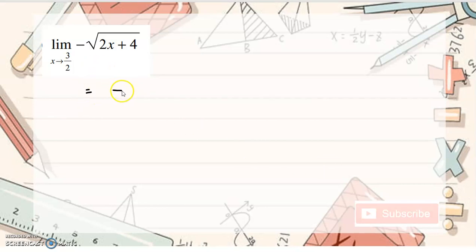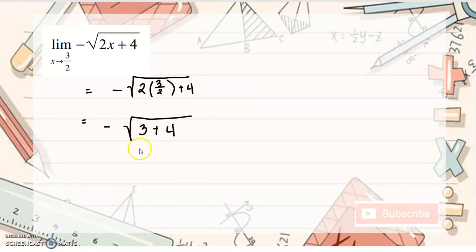This would be equal to negative. Don't forget that we have the negative sign here. So this would be negative square root of 2 times 3 halves, the fraction here, plus 4. So this would be equal to negative square root of 2 multiplied by 3 halves would be 3 only, since 2 divided by 2 is 1, and 1 multiplied by 3 is 3. So this would be 3 plus 4. So in here, this would be equal to negative square root of 7.